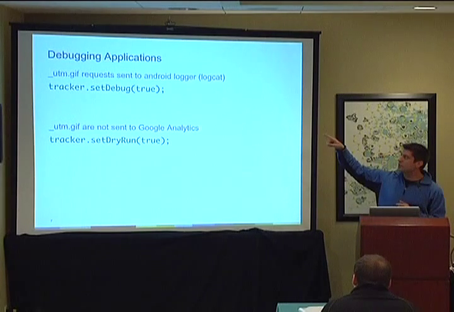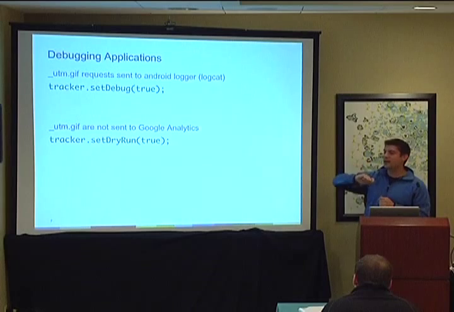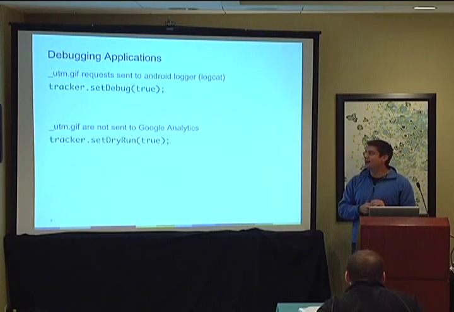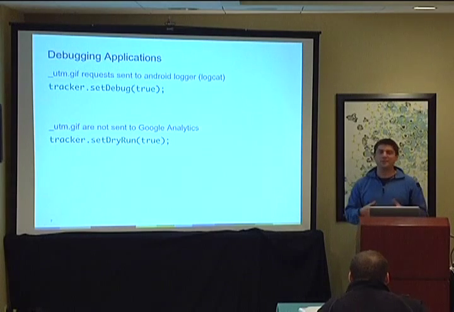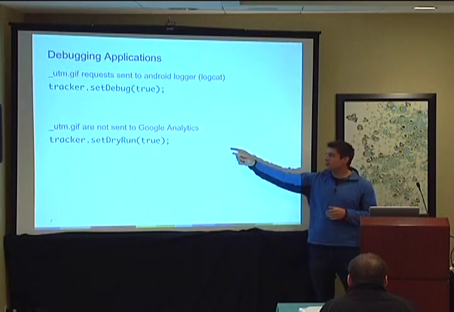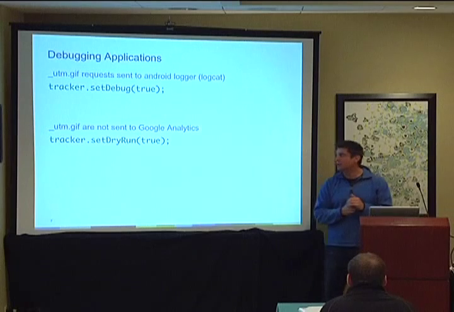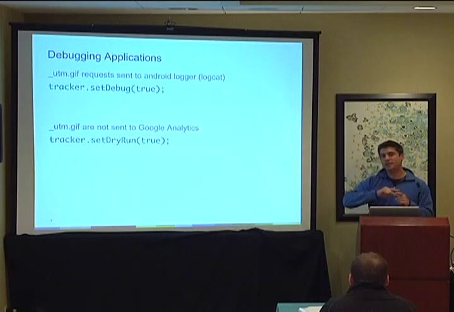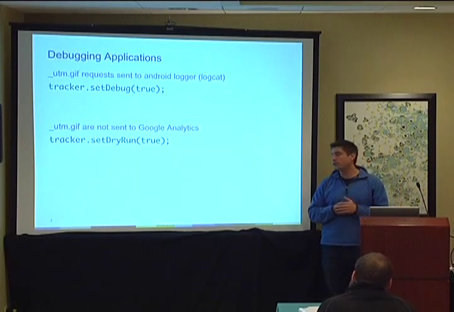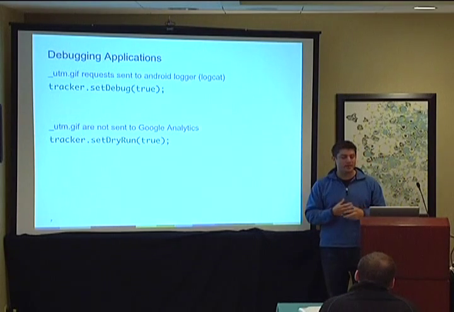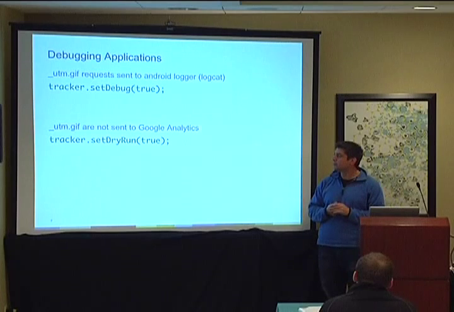When we started introducing set debug to true, so that data was being sent for testing, we started seeing a lot of erroneous data in the reports, because this was test data and not real data. So we added a special method called set dry run equals true. What dry run does is it only sends the data to the logging. It doesn't send it to Google Analytics. So you don't have test data in your account when you're tracking that stuff.